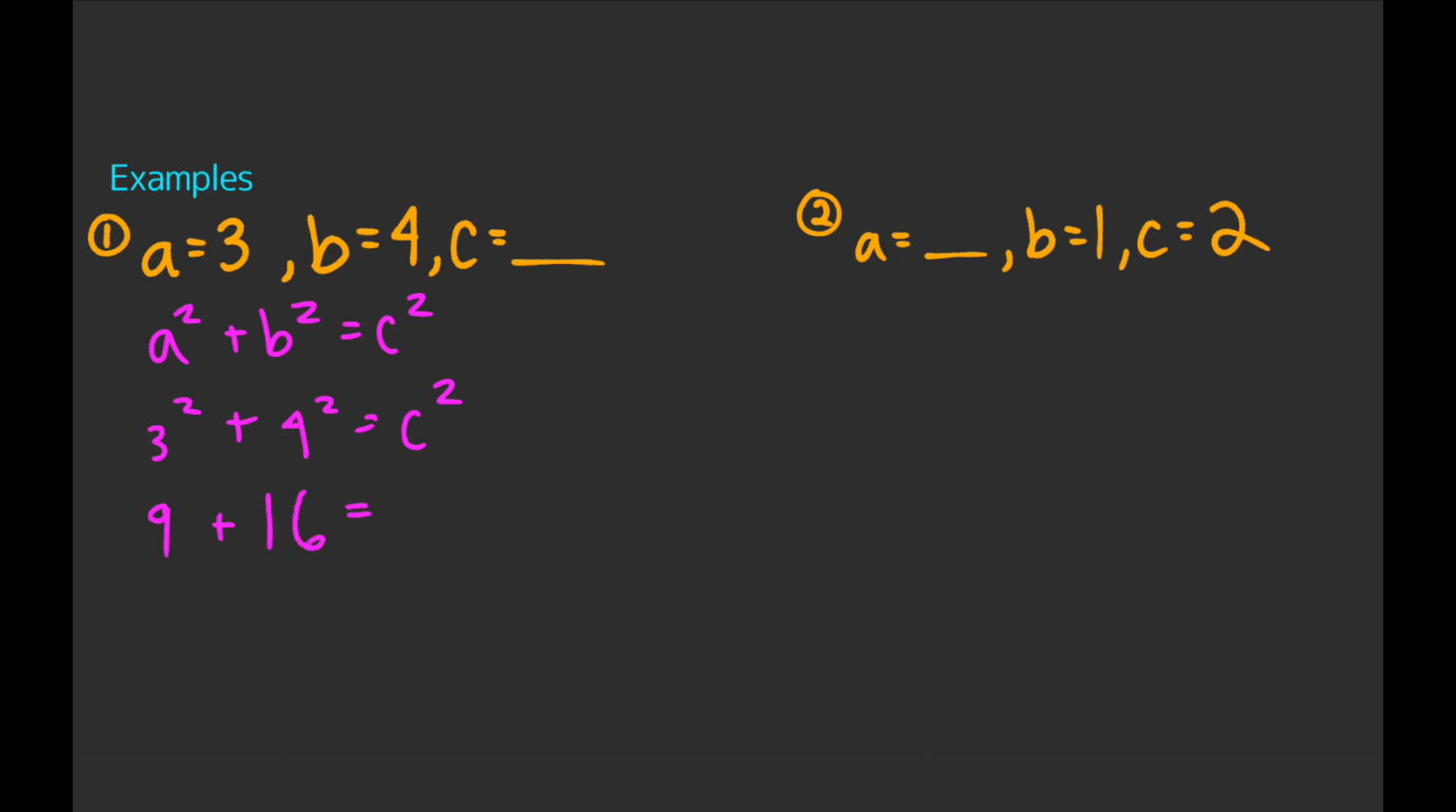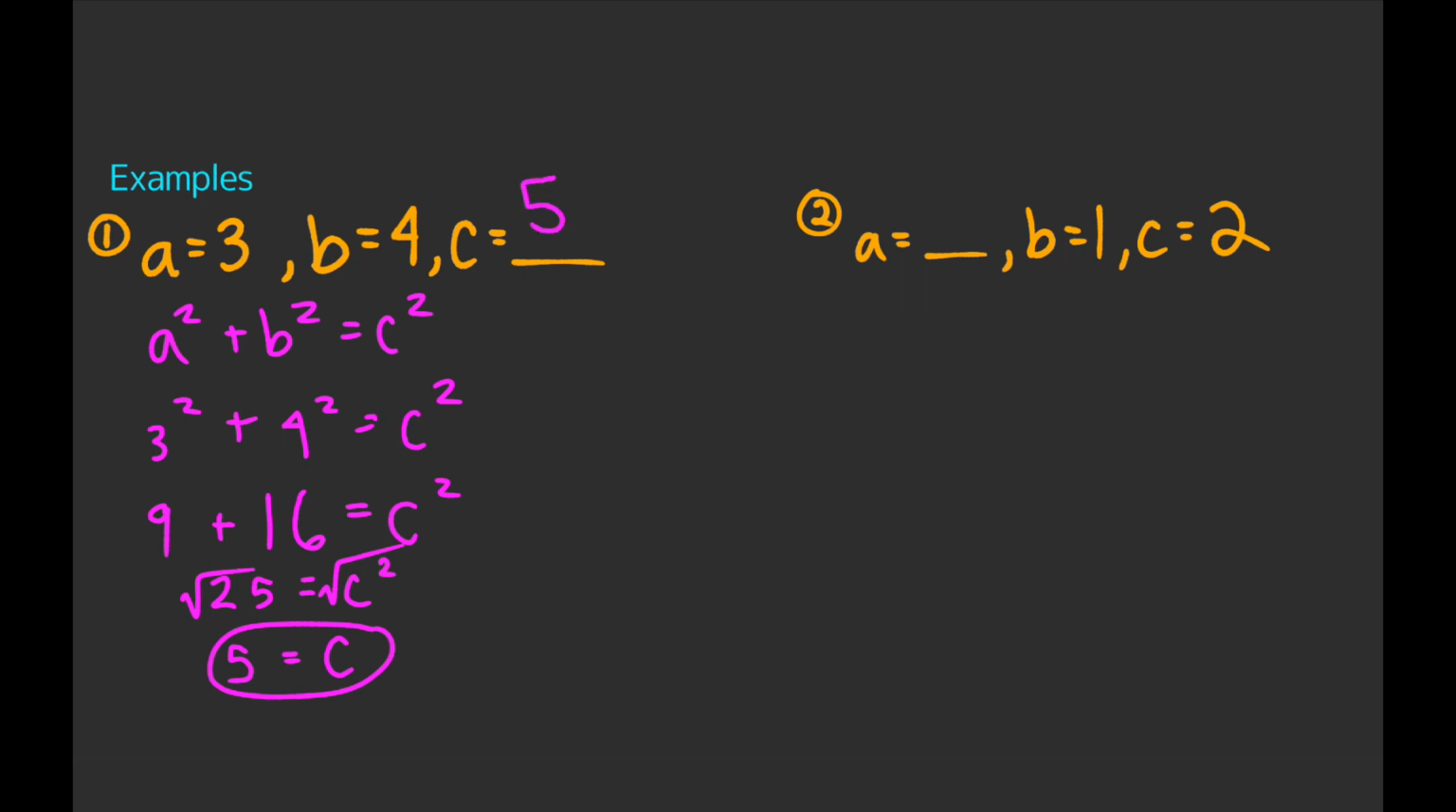Well, that equals c squared. Then I'm going to add 9 and 16, and that equals 25. 25 equals c squared. And then I want to isolate the c, so I'm going to square root both sides. And that's going to get me the square root of 25, which is 5. So 5 equals c. I'll write it up here too.